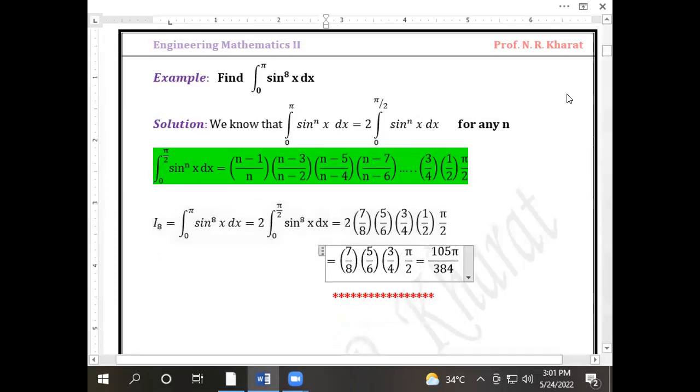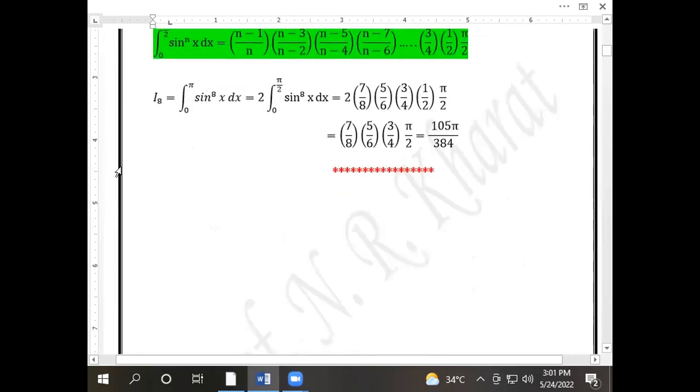So this 2 and this 1 by 2 get cancelled, and the remaining terms' multiplication, 7 into 5 into 3, becomes 105. Pi remains as it is. 8, 6, 4, 2, its multiplication is 384. In this way, we can find the solution for such an integration. We will move to the second one.